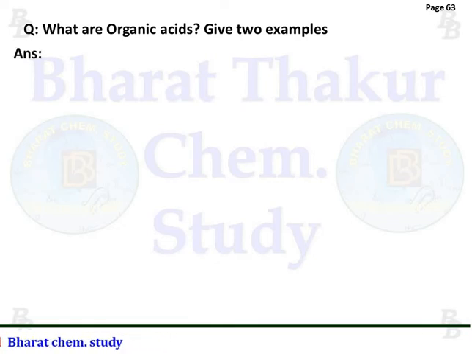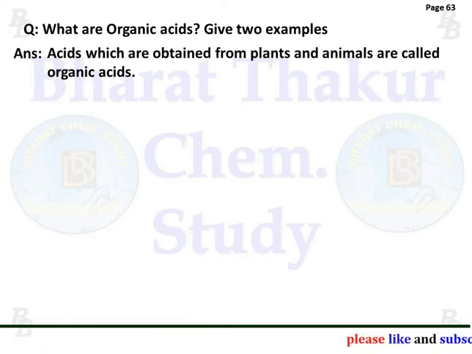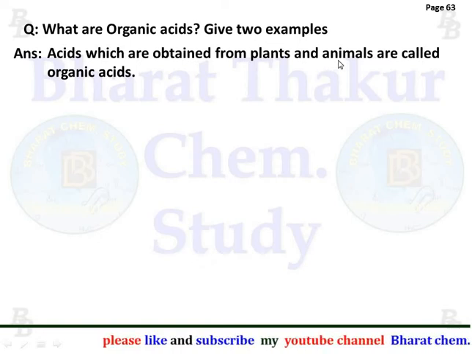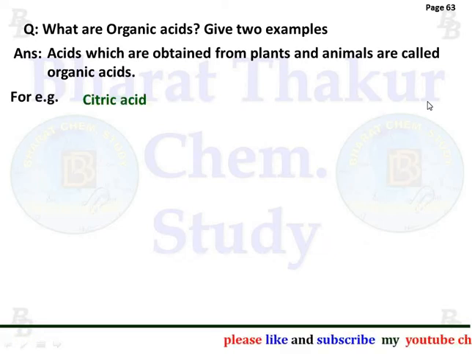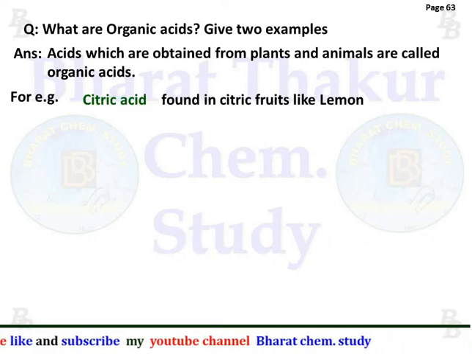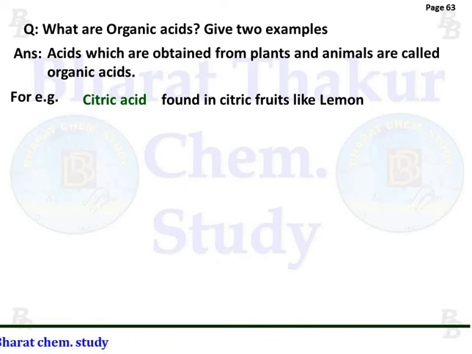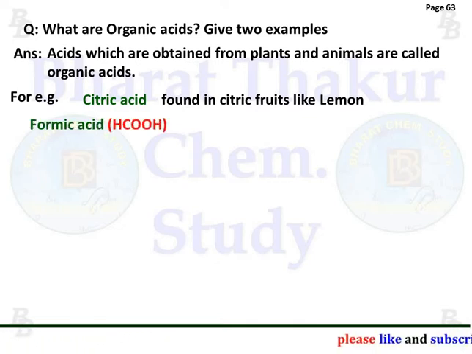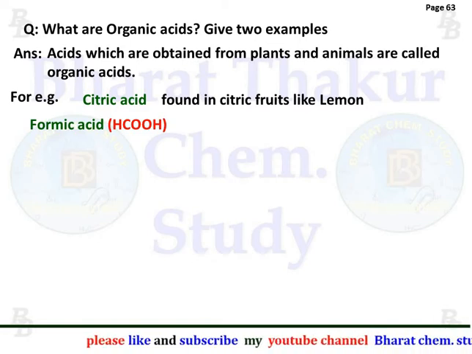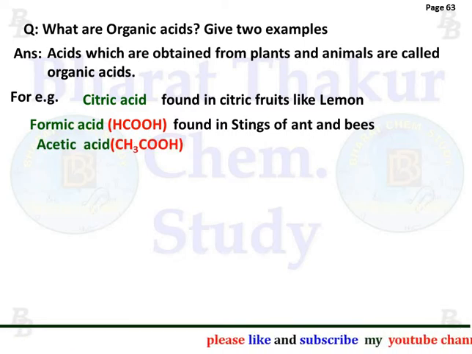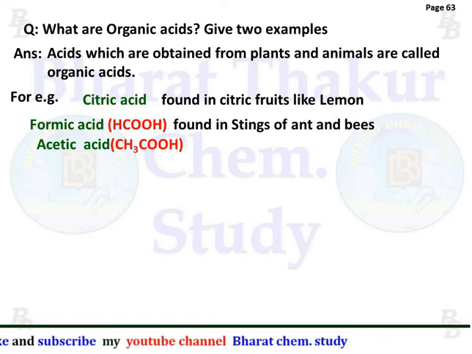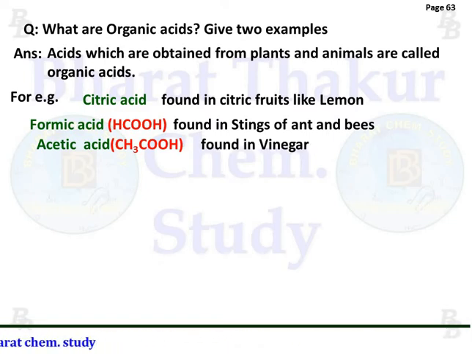So what are organic acids? We have to give two examples. The answer is that acids which are obtained from plants and animals, that is from living things, are called organic acids. For example, citric acid, which is present in citrus fruits like lemon and orange; formic acid, having the formula HCOOH, present in the stings of ants and bees; and acetic acid, CH3COOH, which is found in our vinegar.